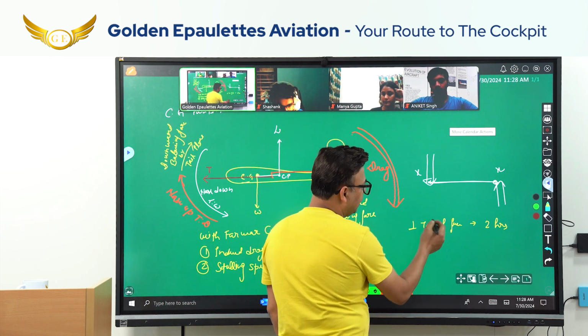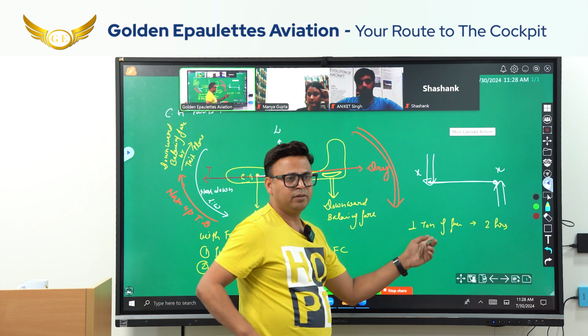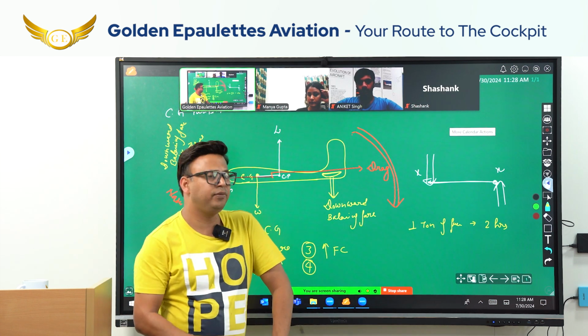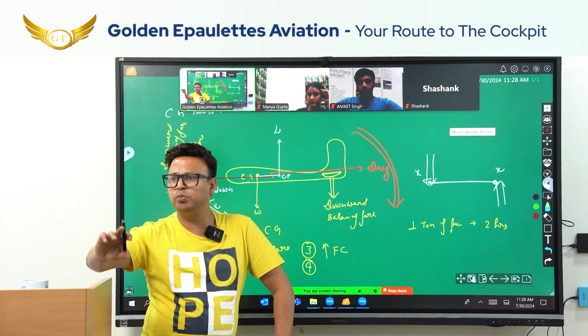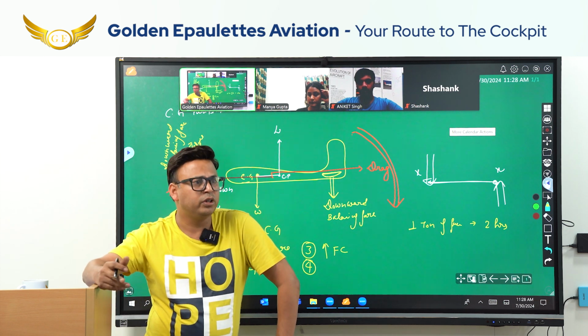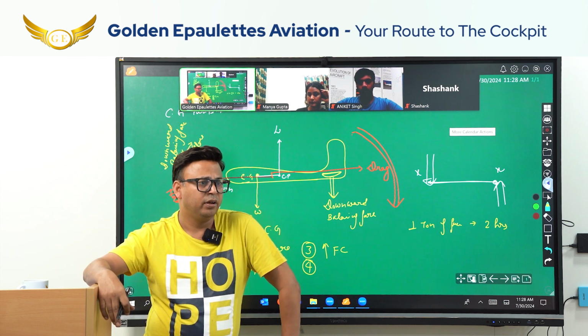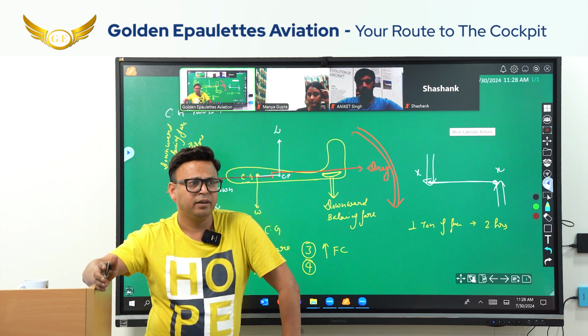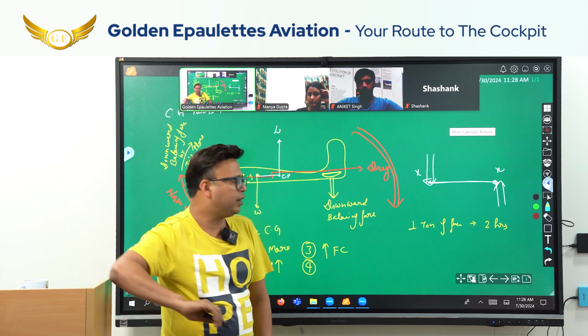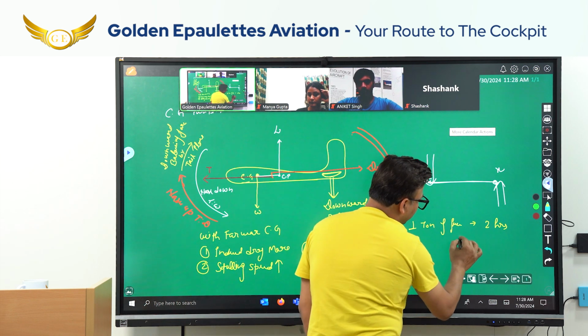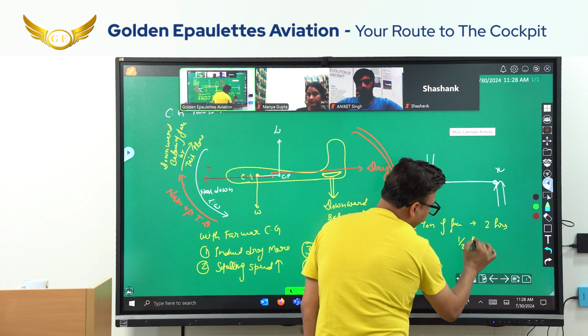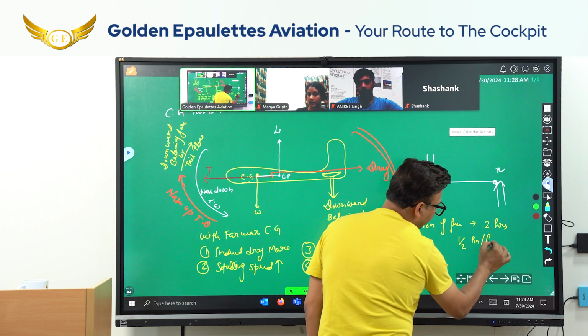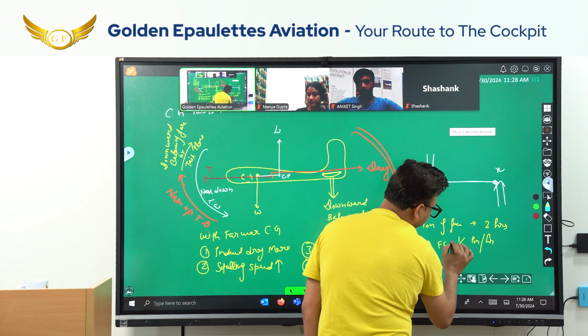In this case, what would be your fuel consumption? Can anybody tell me? 1 ton fuel you have and it is consumed in 2 hours. So what is your fuel consumption? Half ton per hour, right? You are consuming half a ton per hour. So in this situation, you are consuming half ton fuel per hour. That is your fuel consumption.